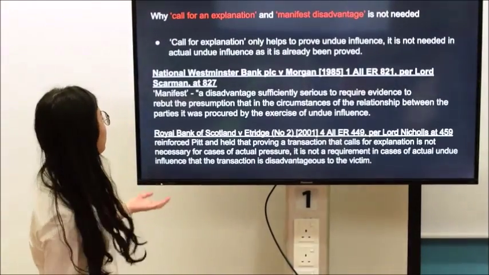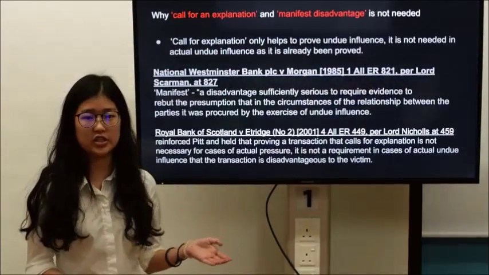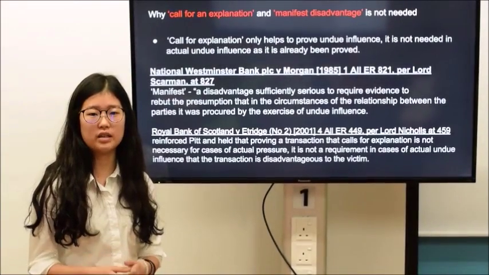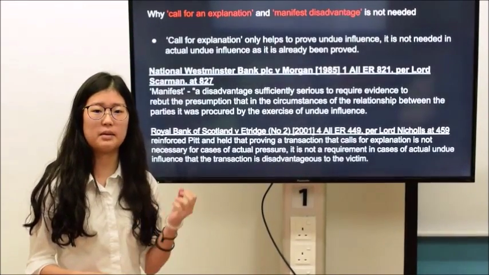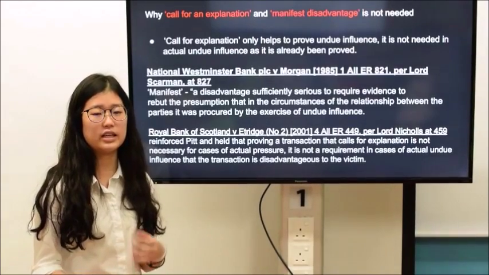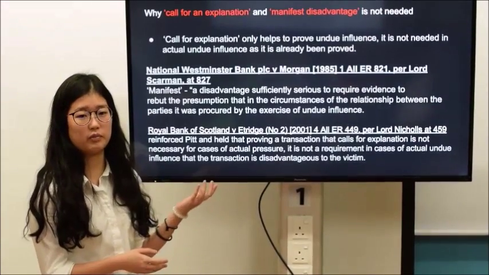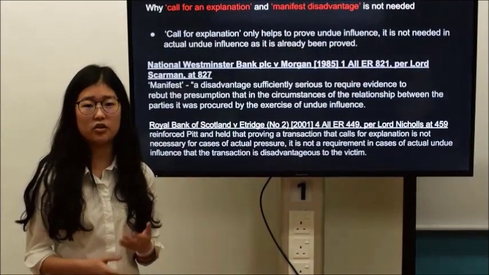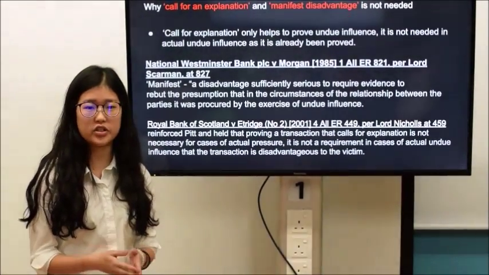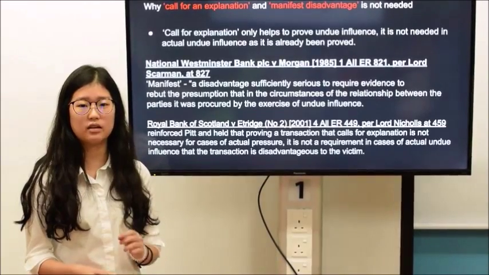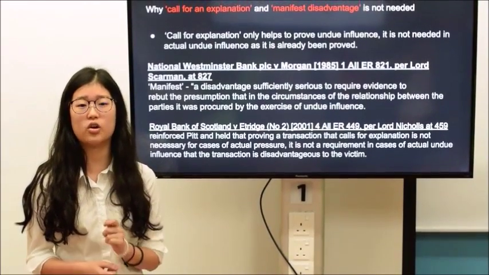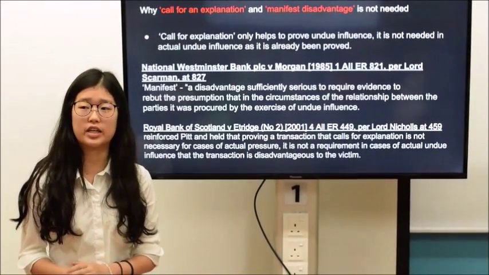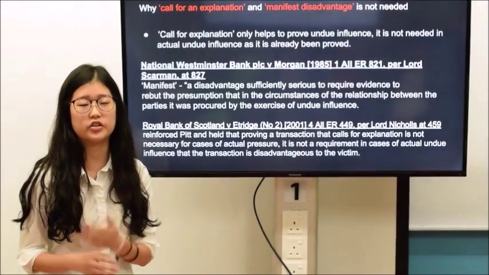Originally, the requirement for manifest disadvantage was that the claimant seeking relief must prove there is a manifest disadvantage. This can be seen in the case of BCCI against Aboody. However, in the case of Royal Bank of Scotland against Etridge, the court reinforced Pitt and held that proving a transaction that calls for explanation and manifest disadvantage is not necessary for a case of actual undue influence.